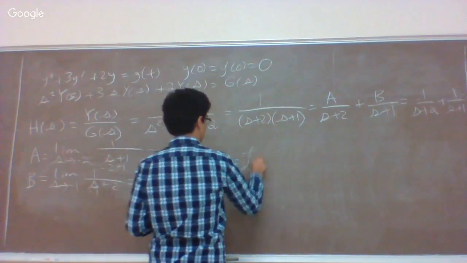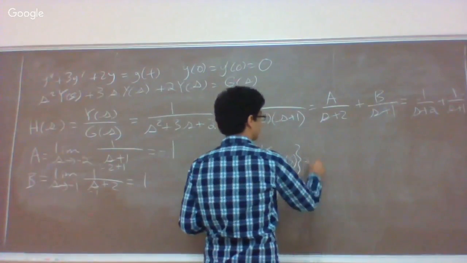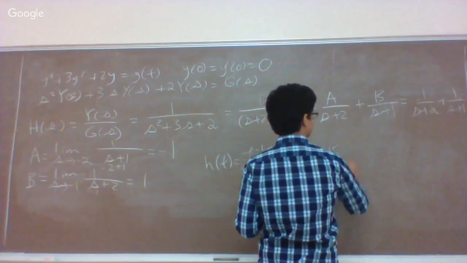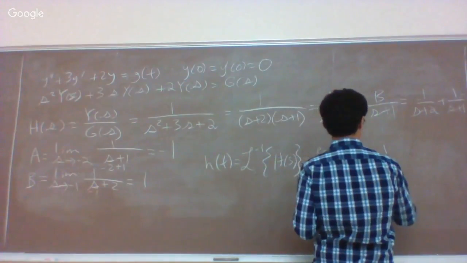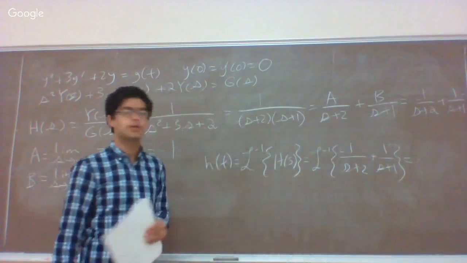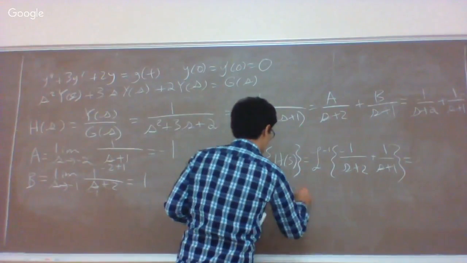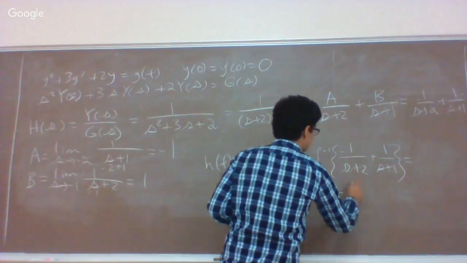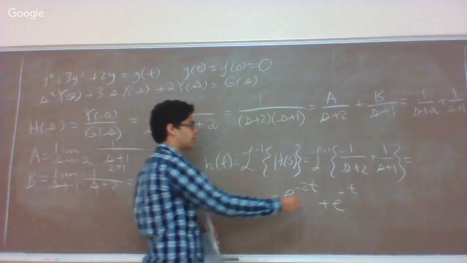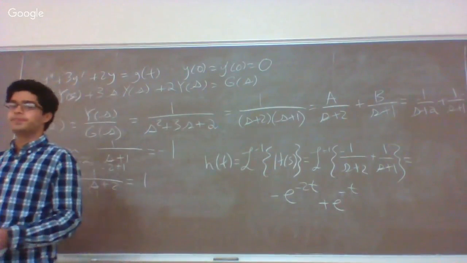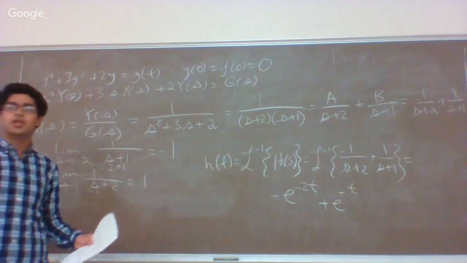H of t is equal to the inverse Laplace, which is equal to the inverse Laplace of -1 over s plus 2 plus 1 over s plus 1. Okay. That is equal to negative e to the -2t plus e to the -t. So we all know how to take the inverse Laplace of each of those. Any questions so far? This one was like a lot of old stuff.